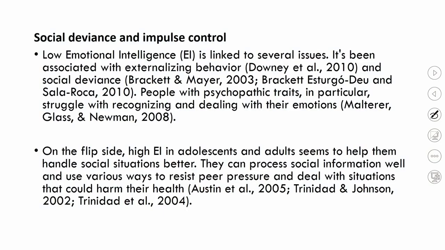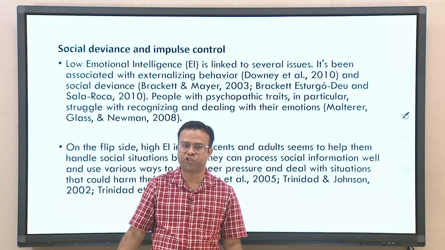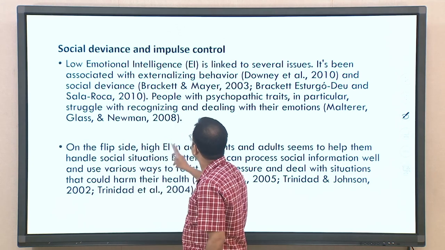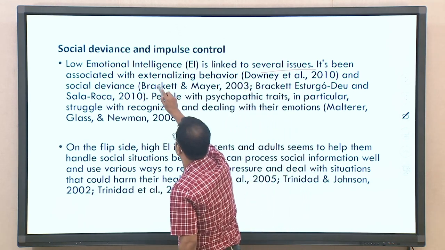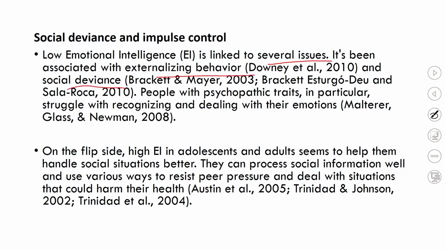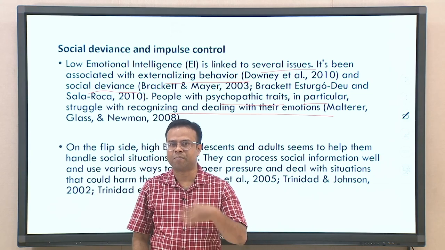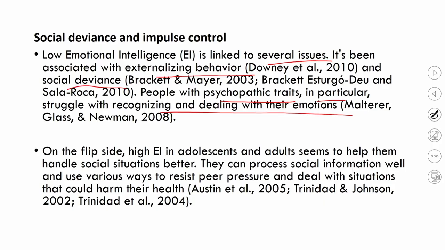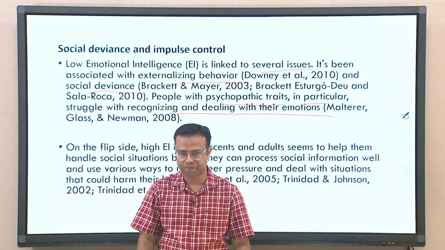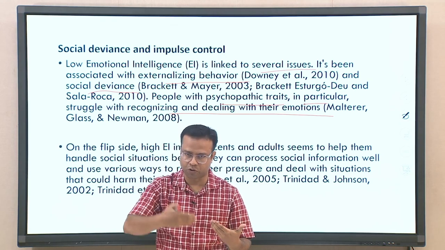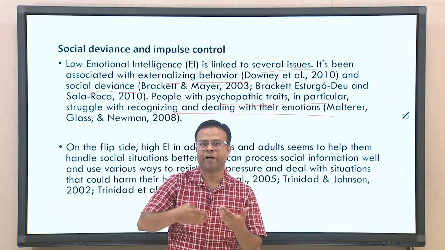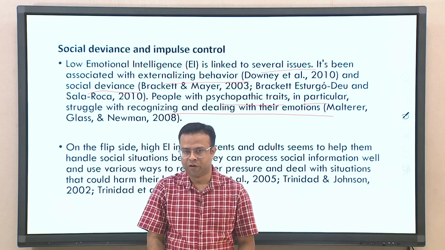Now, research evidence is also available in the context of disorders related to social deviance and impulse control. Low EI is linked to several issues. It has been associated with externalizing behavior and social deviance, particularly in people with problems with socially appropriate behaviors. People with psychopathic traits, in particular, struggle with recognizing and dealing with their emotions. People with antisocial personalities, who do socially inappropriate behaviors such as crime, also have issues with dealing with emotions, or the right kind of understanding of emotions or empathy. That is why you could harm someone because you do not have empathy. That is why lack of empathy can lead to all kinds of deviant behavior also.